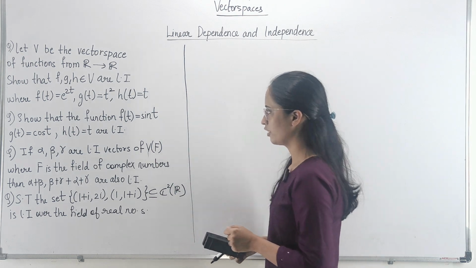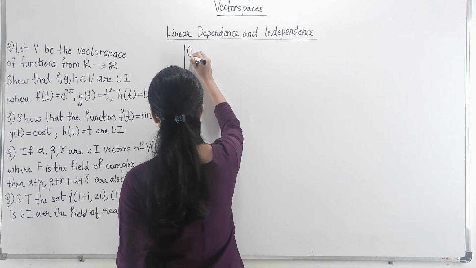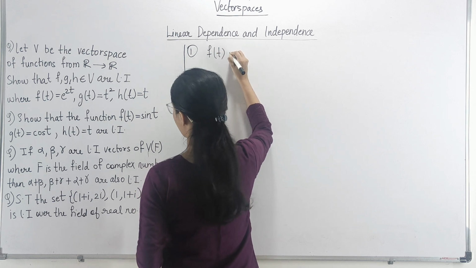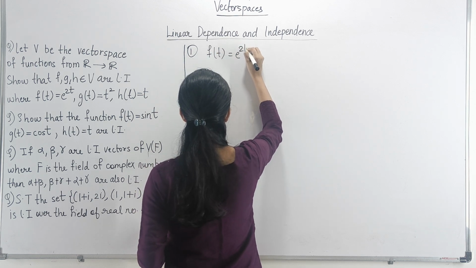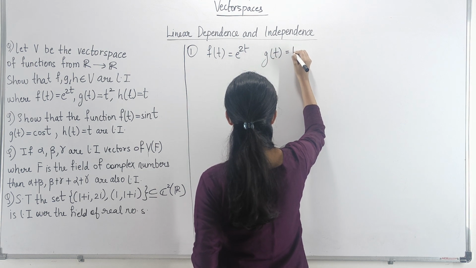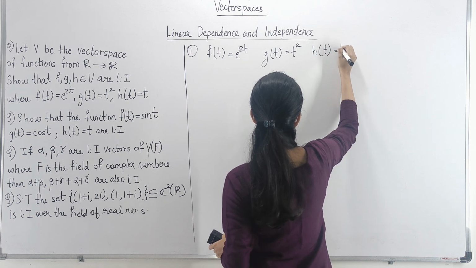Let us first write down the 3 functions that are given to us. So this is the solution for problem number 1. We know that f of t is an exponential function of the type e raised to 2t. Similarly, we have g of t equals t square and h of t is equal to t.